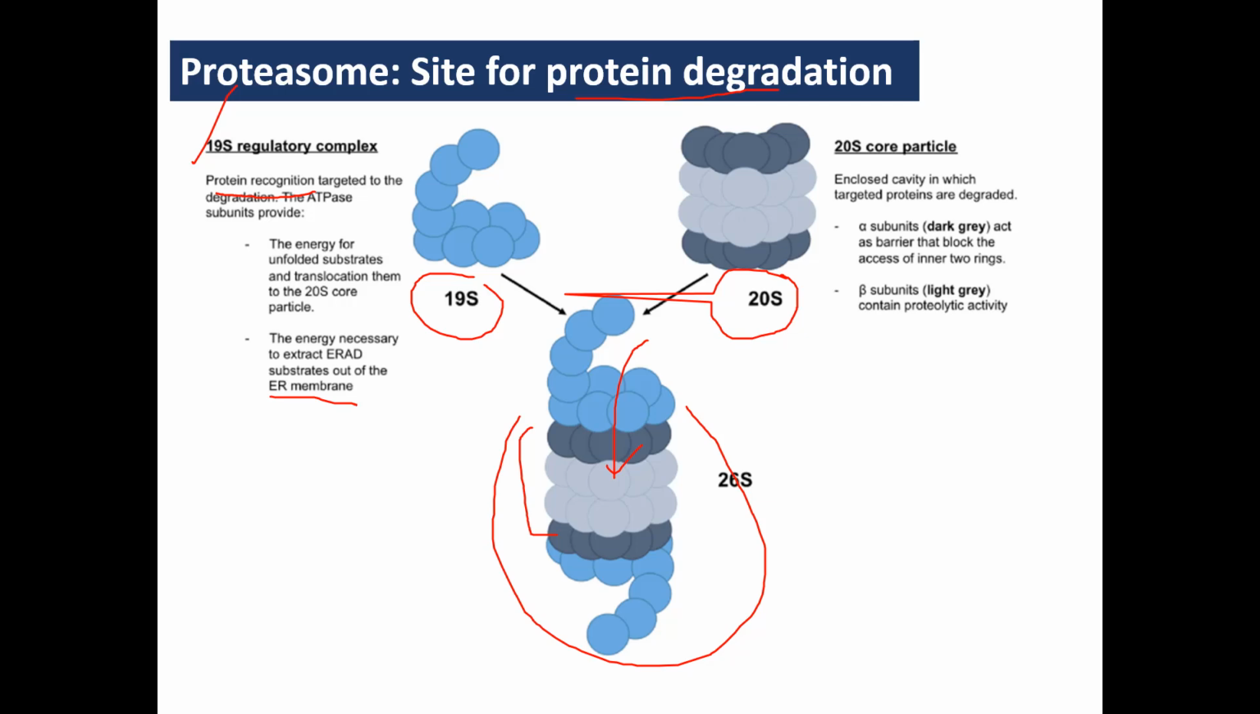And how are the proteins recognized for degradation? The proteins are tagged. Suppose this is a protein, so they will be tagged by certain molecules that are called ubiquitin molecules, or the proteins are ubiquitinated. If there is a long chain of ubiquitination, that is recognized and acts as a marker for degradation, and that is recognized by the 19S, which then translocates it to the 20S core subunit.